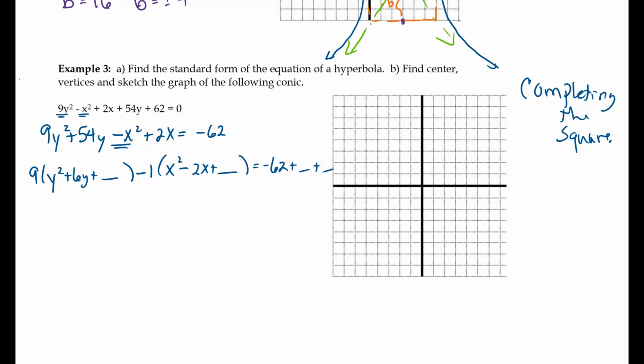Now this is the same like when we work with ellipses. You do your completing the square inside the parenthesis. So here we have half of 6. Well, that gives us 3. 3 squared is 9. But then I have to make sure the 9 times 9 happens, because I'm really adding an 81.